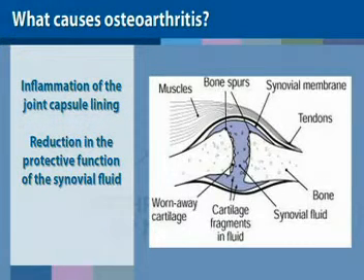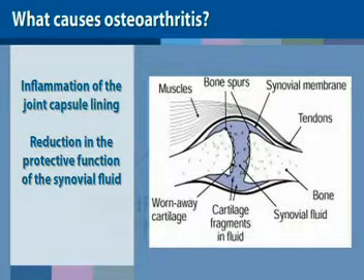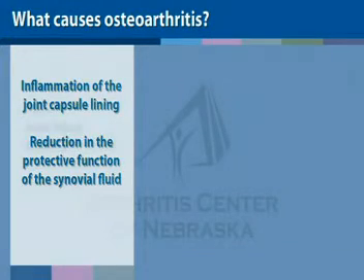Finally, the joint capsule lining or synovium becomes inflamed because of the cartilage breakdown. Along with this inflammation, inflammatory proteins, called cytokines, and other enzymes are produced that may further damage the cartilage. This inflammation may decrease the quality of the synovial fluid, which then reduces its protective function.